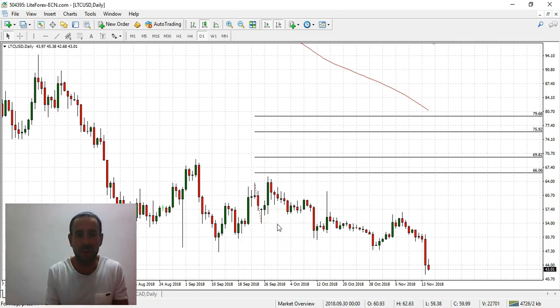Which means, where are you going to exit this trade? This is the most important question, once you've established the position.